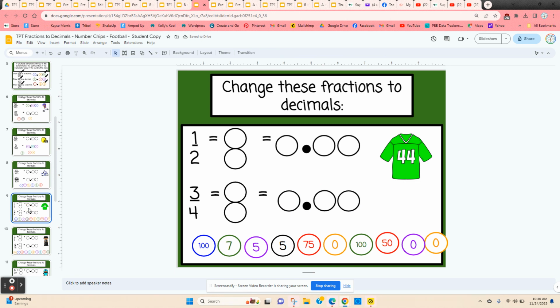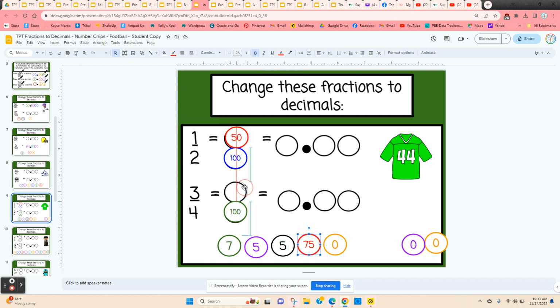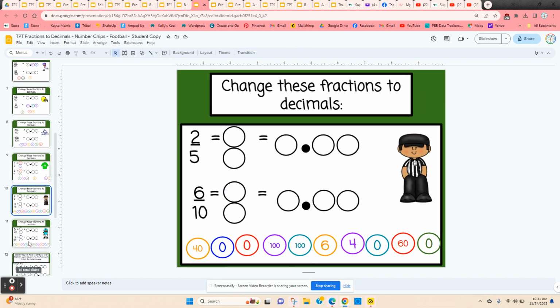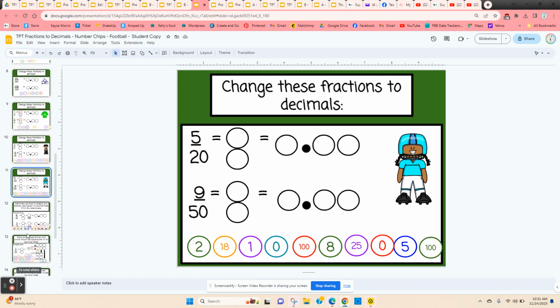Now the next slide, they're actually going to be converting to equivalent fractions. So we want the denominator to be 100. They're going to move these hundreds into the denominator. They know here they're going to have to multiply by 50. So if they multiply the numerator by 50, they're going to get 50 hundredths. And then they can go ahead and convert it to a decimal. 3/4, we know we have to multiply by 25. So 3 times 25 would be 75. And then they're going to convert that to a decimal. Same thing on the next slide and the next.